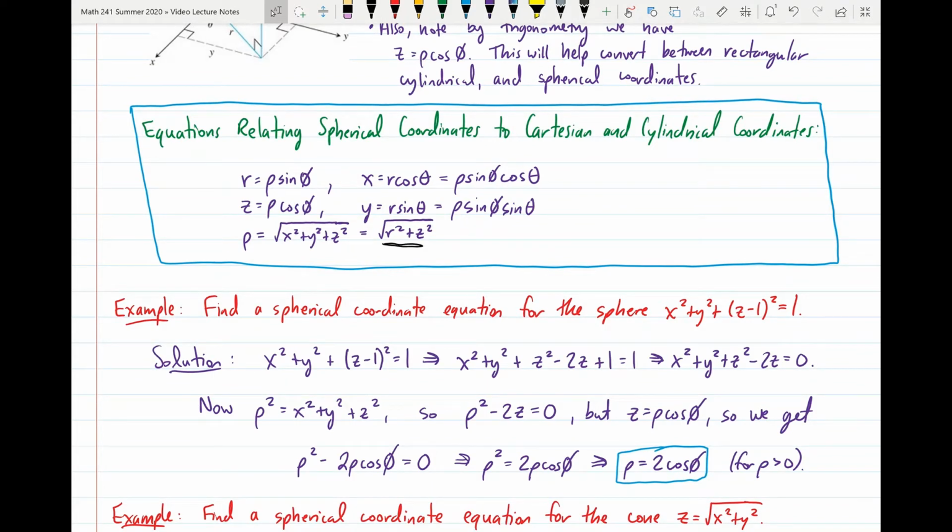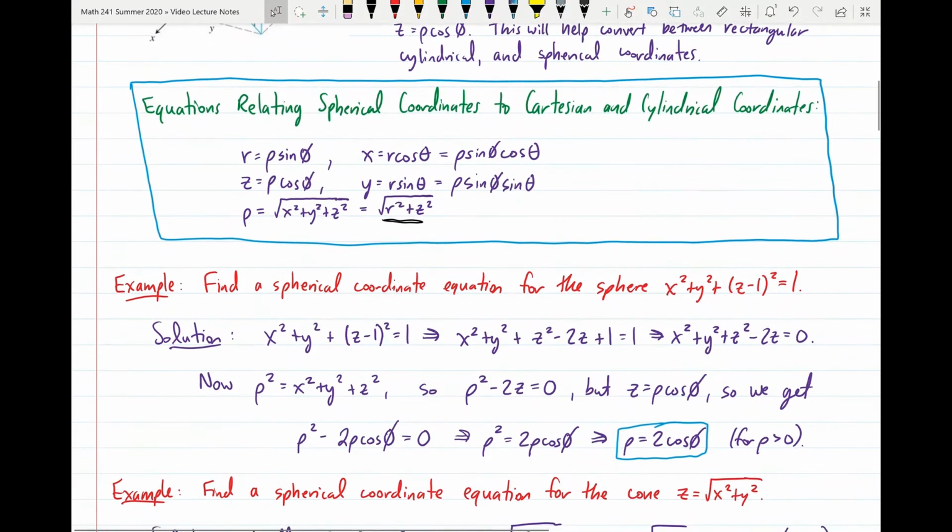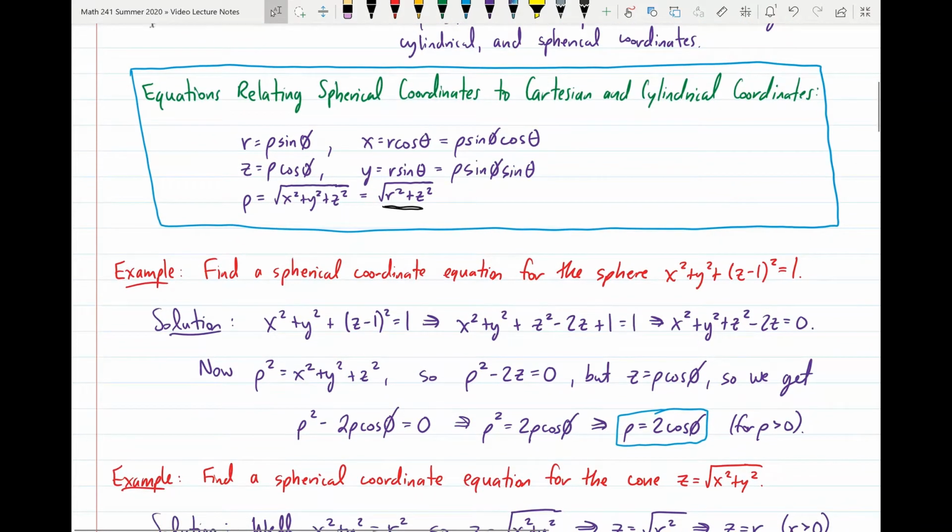I think I have a note at the end of the video, but at the end of section 15.7, the book actually has one box that lists the relations between all the different coordinate systems. And that's probably going to be a helpful resource for you when you're doing homework or completing quizzes or tests, so I would check that out.